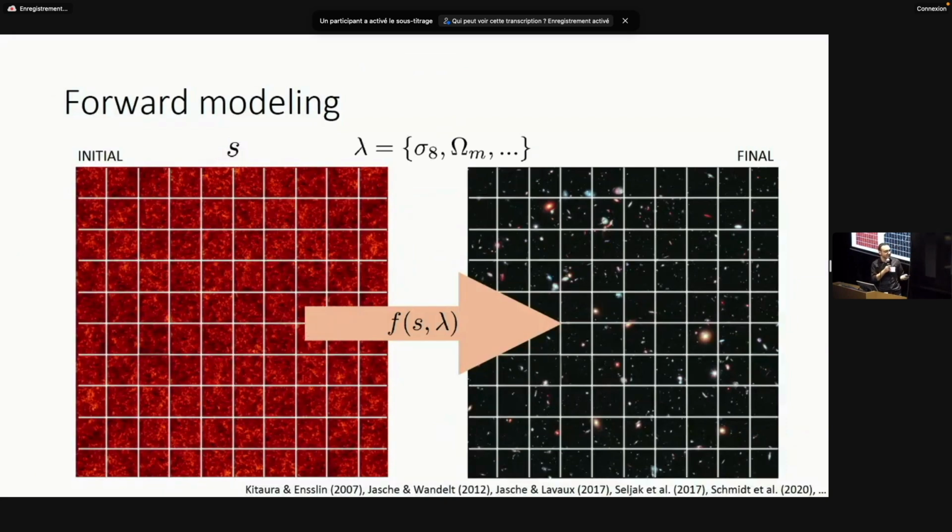So to go from this final field that we observe back to the initial conditions, so infer the initial conditions of the universe, as well as the cosmological parameters. And you can do this with a likelihood, you can do this without a likelihood. I'm going to talk about the likelihood approach in this talk.